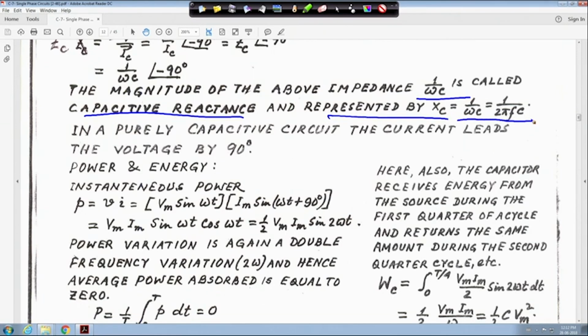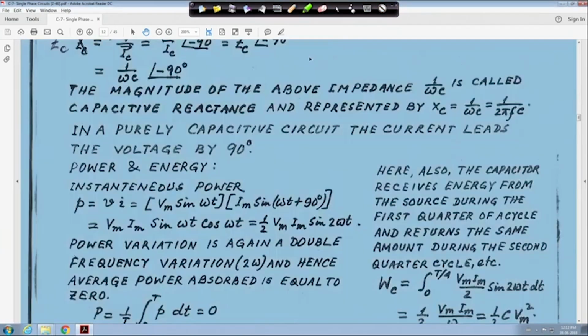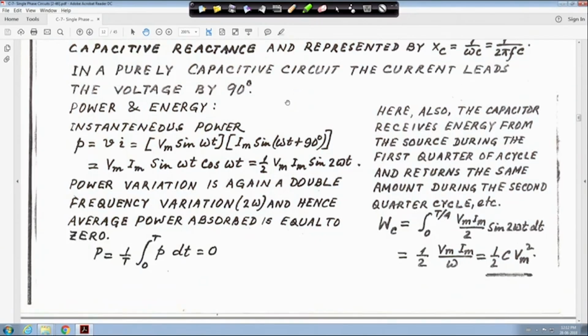So, in a purely capacitive circuit, the current leads the voltage by 90 degree, I showed you. Now the power and energy. In a purely capacitive circuit, the instantaneous power is the same as before, P is equal to V I. If you take V m sin omega t into I m sin omega t plus 90 degree and simplify, it will be V m I m sin omega t cos omega t, because sin of 90 degree plus omega t is cos omega t.